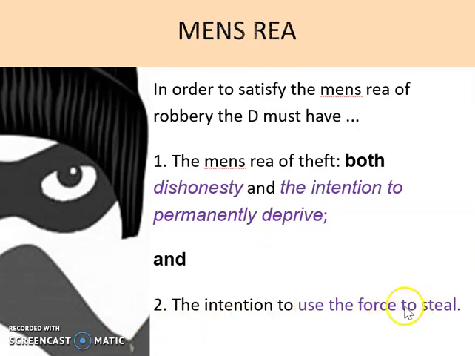steal. So to give you an example of this, let's say I punch Chris in the face just because I'm annoyed with him, and he falls on the floor and a £1 coin rolls out of his pocket, and I go, "Oh, that's handy," and pick it up. I didn't punch him in order to steal. I just punched him because I was annoyed with him. So in that situation, I'd be guilty of a battery and a theft. It wouldn't be a robbery because my force was not in order to steal. So that's what that element means.